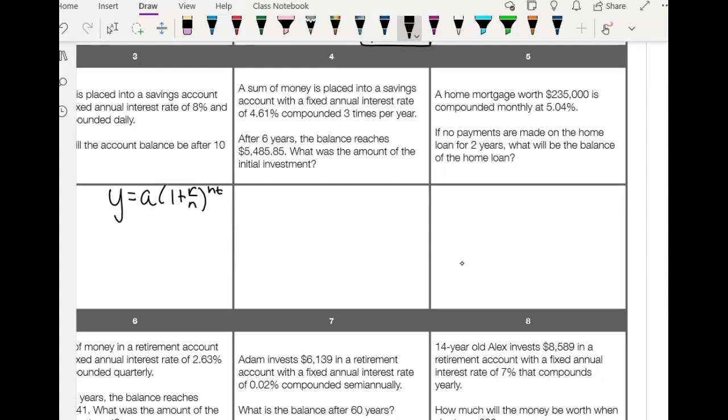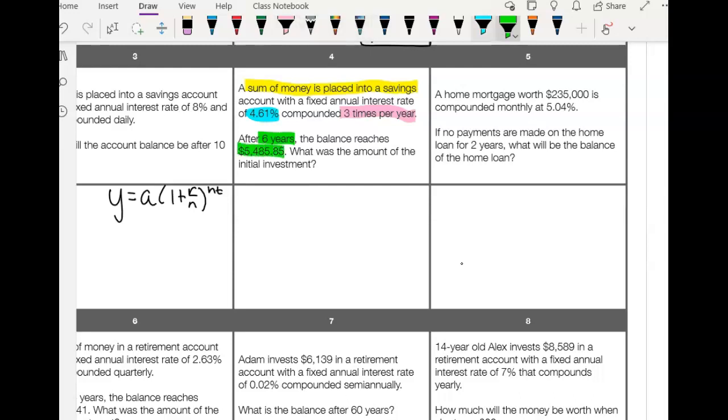As we're reading, it says a sum of money is placed into a savings account. My first question is, what is that sum? We started with something, I just don't know what it was. It says with a fixed annual interest rate of 4.61%, and it's compounded 3 times per year. That tells me that other piece of information. After 6 years, this is how much money was in there.